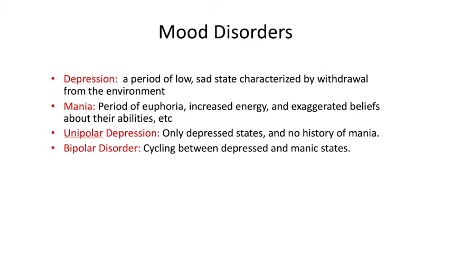Unipolar depression is typified by the experience of only depressive states or depressive periods, with no history of mania. So no history of those periods where you're feeling that euphoria, increased energy, etc. And bipolar disorder, by contrast, is a disorder typified by cycling between depression and mania, especially bipolar 2, which is typified by the experience of depression and some kind of hypomanic episode. And we'll discuss what these terms mean later on.